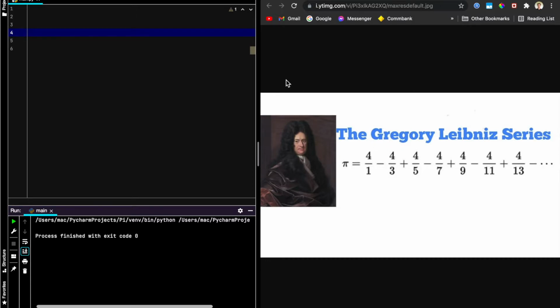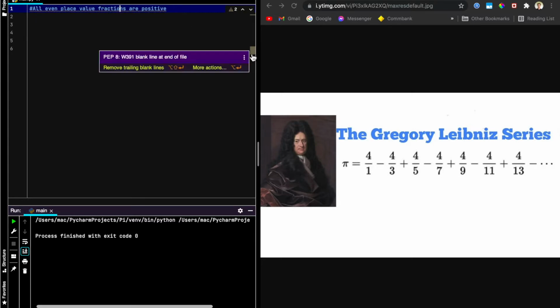So from that we can derive that all even place value fractions are positive. This one's positive because it's in the 0th place. This one's positive and it's in the 2nd place. This one's positive and it's in the 4th place. And obviously I'm starting from 0 when I'm counting these.